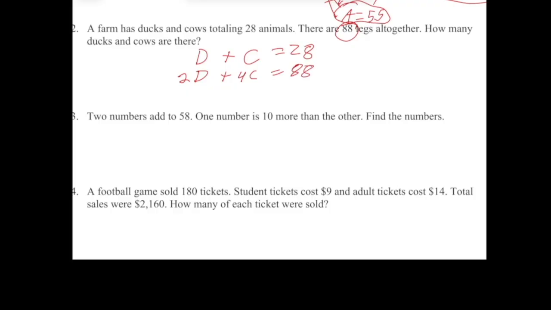Now it's just a solve by elimination. So I'm going to multiply everything by -2. That'll line up my D's the way I want them to be.